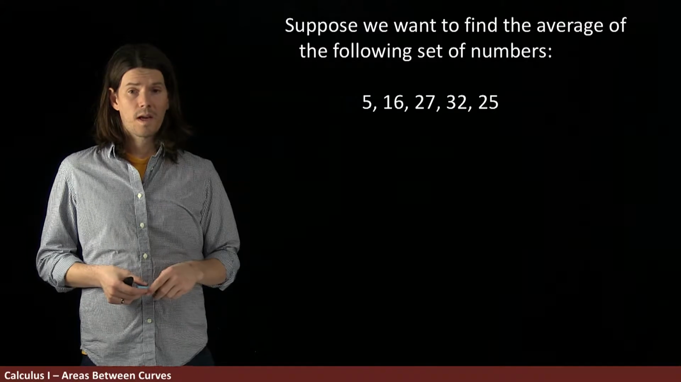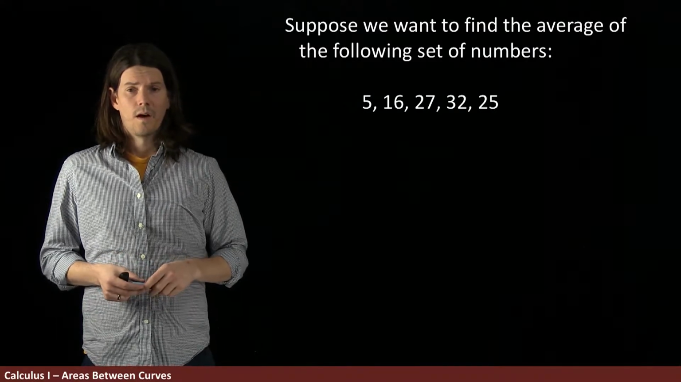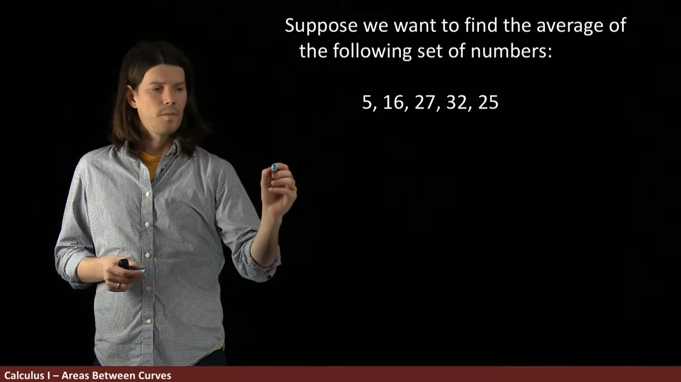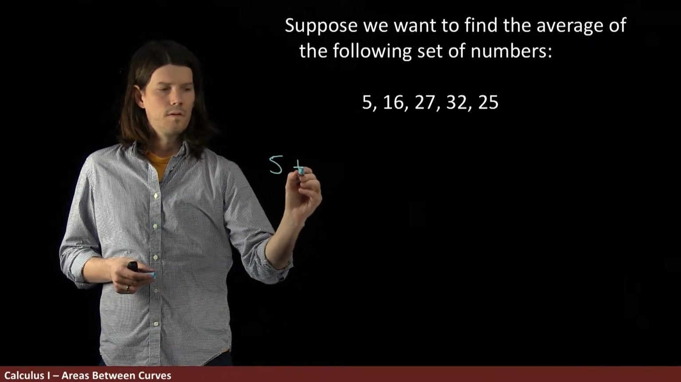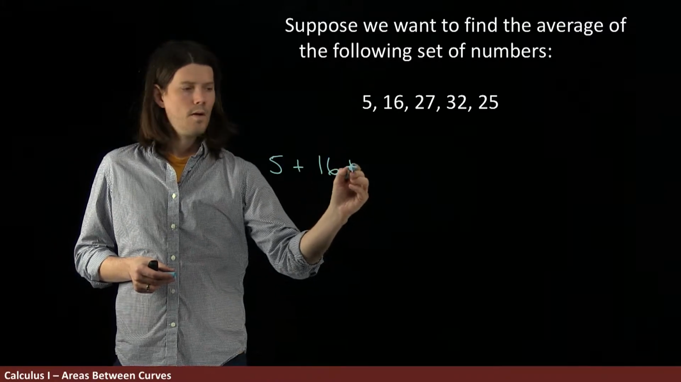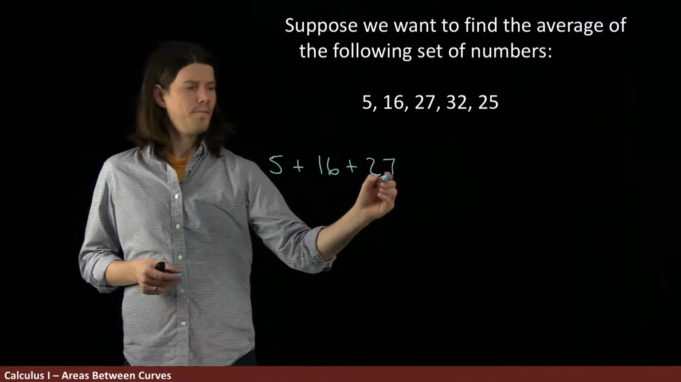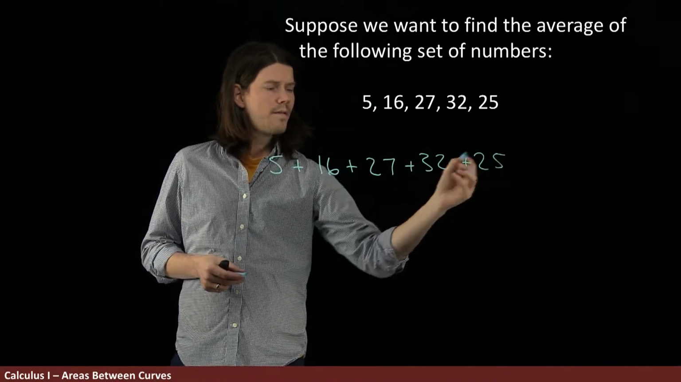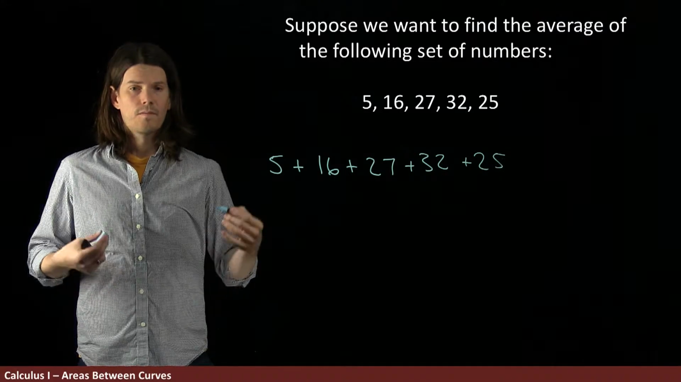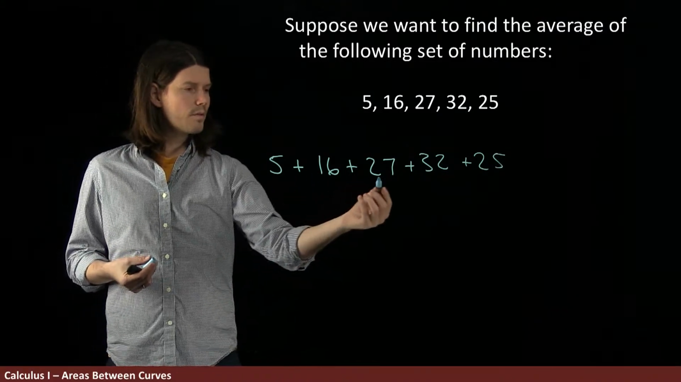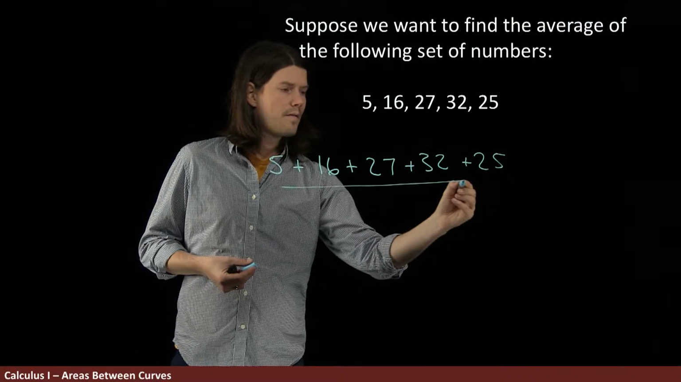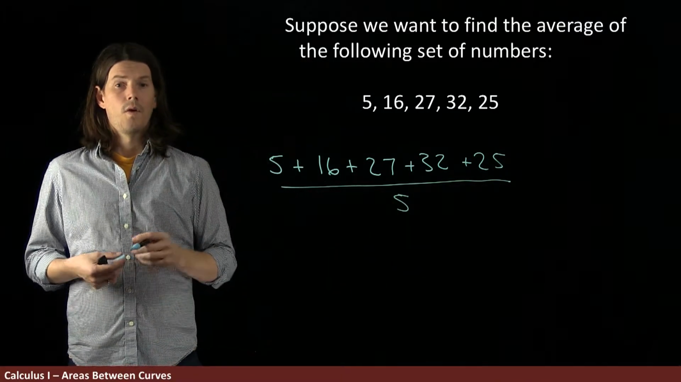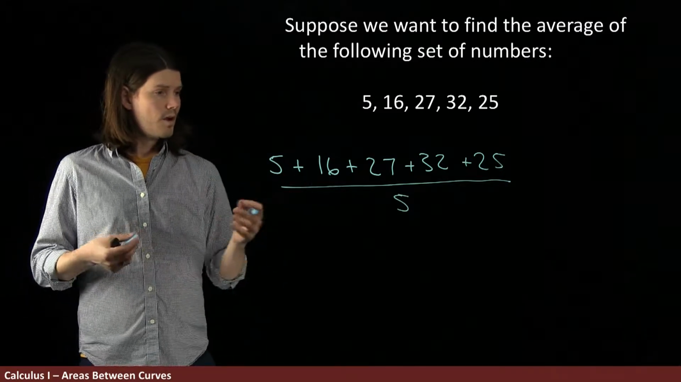The way we do this before calculus, not using anything that we've learned in this area, just using what we knew before, is we add these numbers. Let's take 5 plus 16 plus 27 plus 32 plus 25. We add all those numbers together, divide by however many we have. We have 1, 2, 3, 4, 5 in total. And that's going to give us our average. We can figure out what that is if we take the time to add these numbers up.